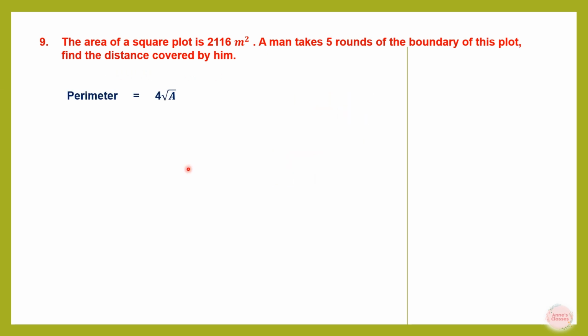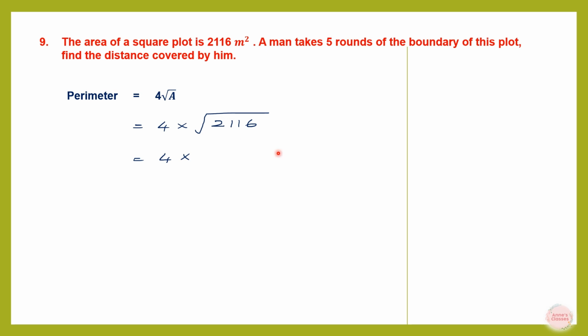So first step is perimeter is equal to 4 root A. This is the formula to find perimeter when area is given. So this is in the case of a square. So when area is given and if you have to find the perimeter, this is the formula. Perimeter equals 4 into root A. So this is 4 into the square root of area. And what is the area? It's given to us in the question. 2116 meters square.